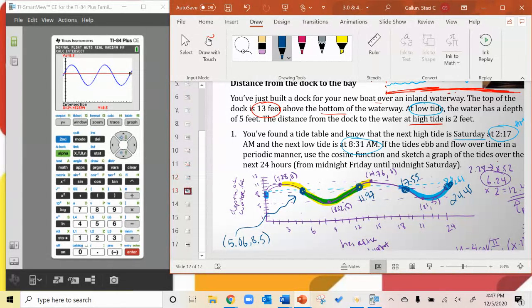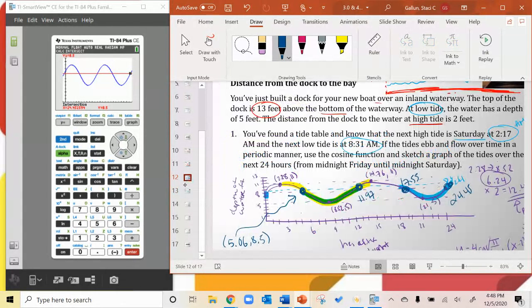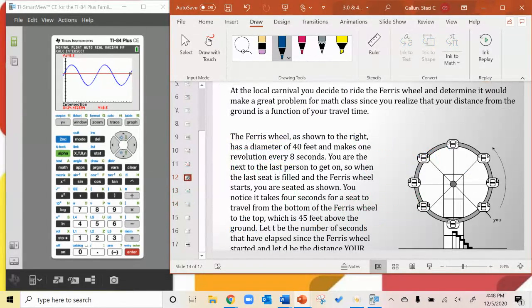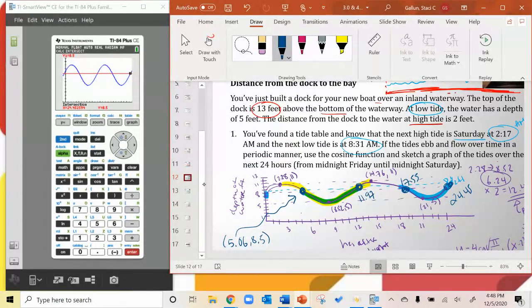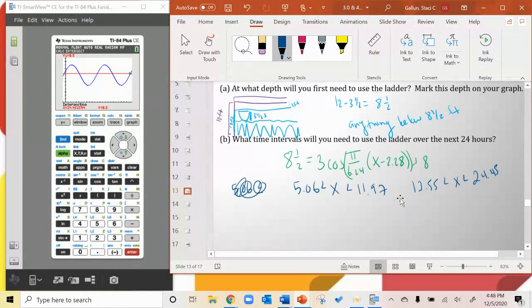Well, between the hours of 5.06 is less than, or I guess not equal to, right? Because you don't need it. 5.06 is less than X is less than 11.97. And what else? We'll also need it between 17.55 and 24.45. Right?